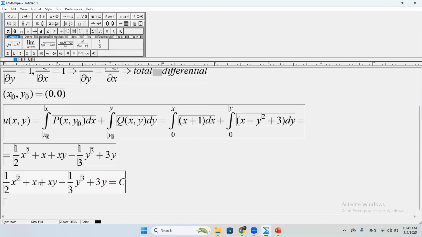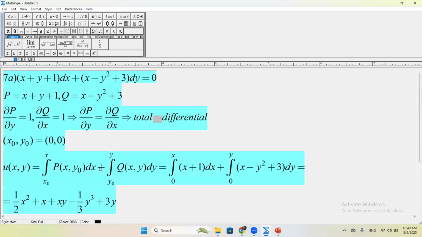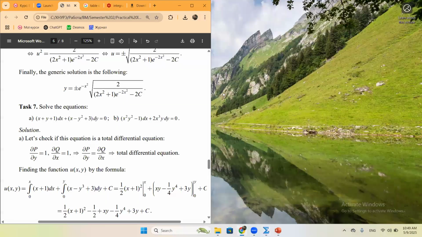And so this is the general solution, and we cannot express y explicitly in this case. But we can see that solving equations in total differentials is really fast and easy. Any questions about this exercise? No. Okay, no questions.